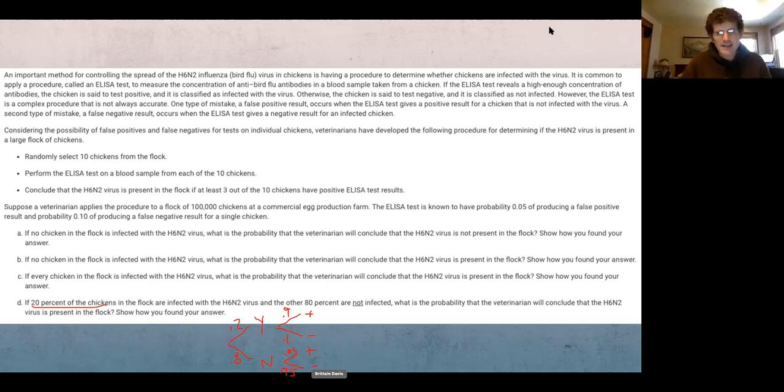So what's the probability that I get a positive result? I don't care how I get it. What's the probability of getting a positive result? I can multiply this out. So 0.2 times 0.9 gives me a 0.18 probability of getting a positive from an infected chicken. And if I do 0.8 times 0.05, there is a 0.04 probability of getting a positive from a chicken that's not infected. And the other probabilities I don't care about as much, but it's going to be 0.02 and 0.76.